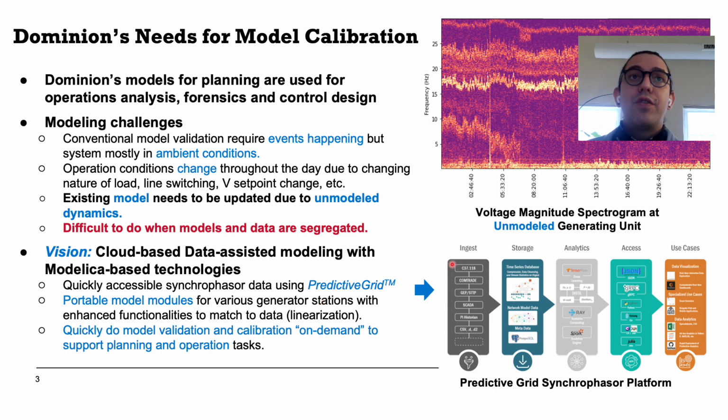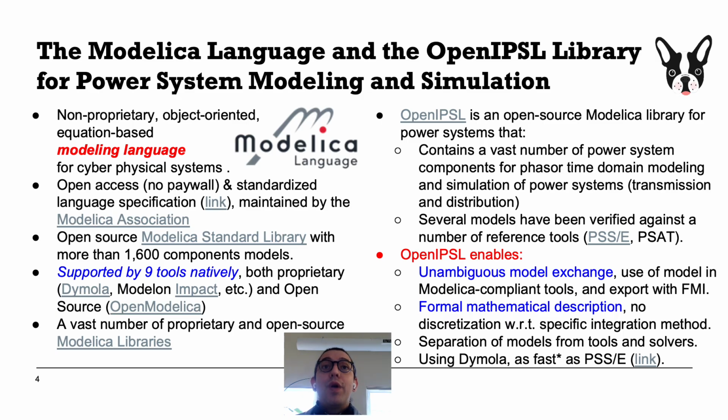Here is a picture of Predictive Grid. It's an AWS-based cloud platform. It allows you to ingest PMU data, store it, access it, and deploy your own applications. For cloud deployment, we have developed models using the Modelica language and the OpenIPSL library for power system modeling and simulation. Some of the facts about these technologies are described in this slide.